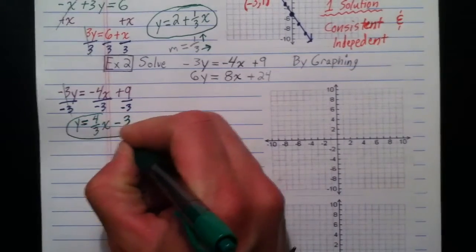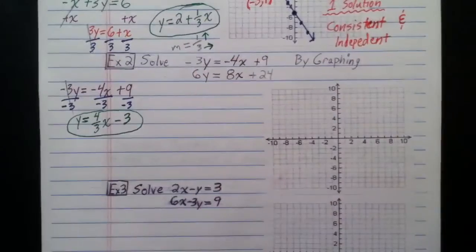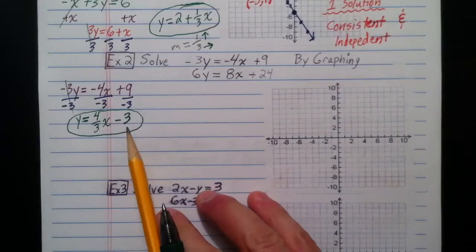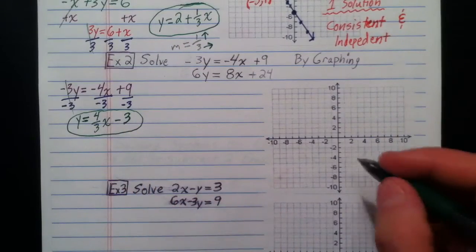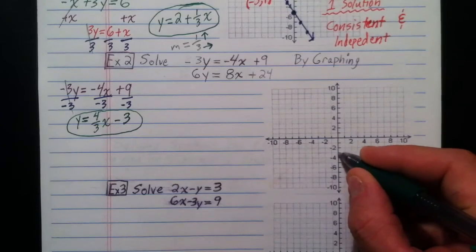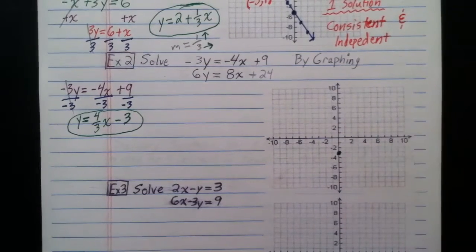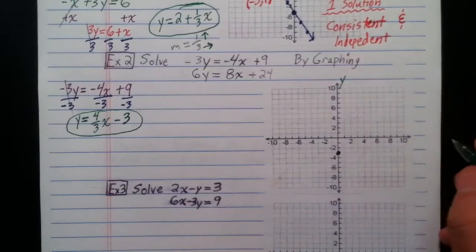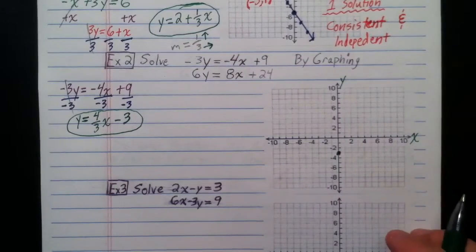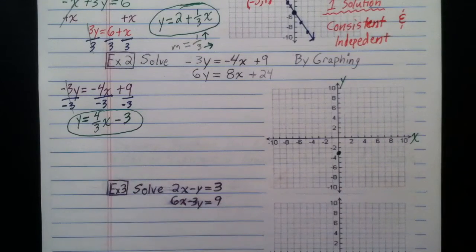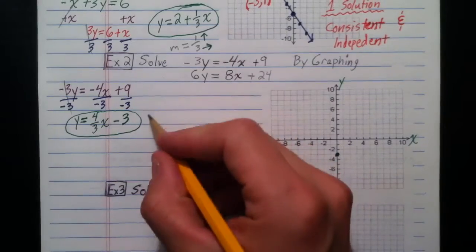We can go ahead and graph that now. Our constant term, the number by itself, is -3. So our y-intercept is going to be down here at -3. Okay, again, y-axis, x-axis. And now we want to use our slope to move. We have this slope of 4/3.